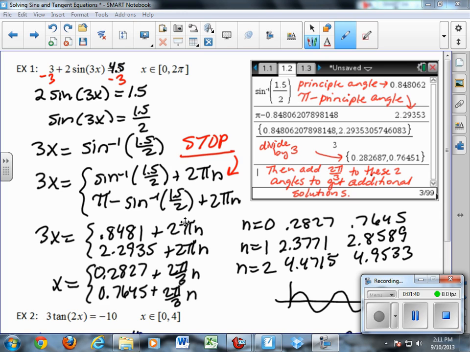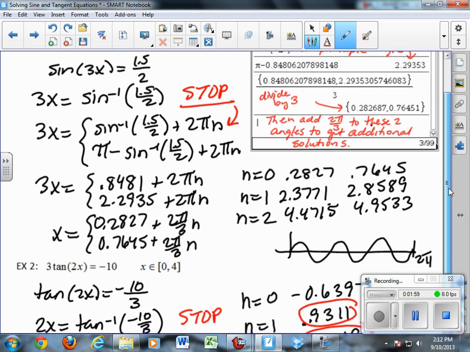Then I have to divide 2 pi by 3. And you could write it as 2 pi over 3. You could also write it as 1.5 pi, or sorry, it wouldn't be 1.5 pi. So you need to leave it as 2 pi over 3, because if you put it in decimal form, you won't get an exact answer, so leave it as 2 pi over 3.